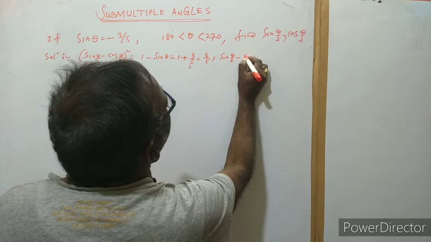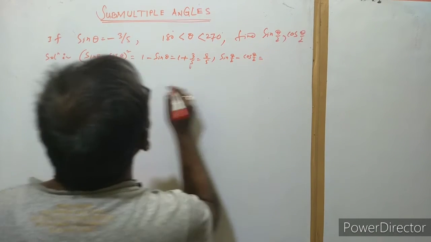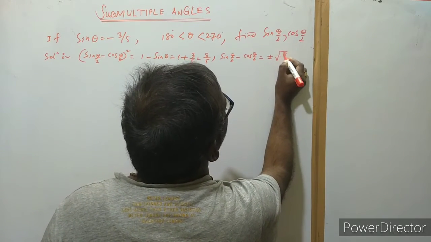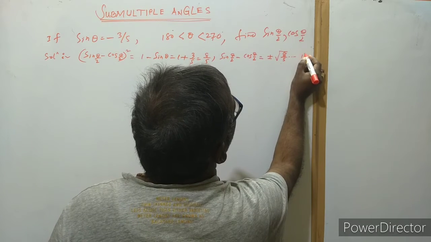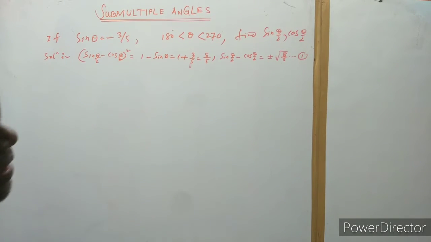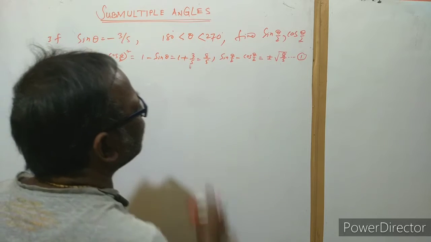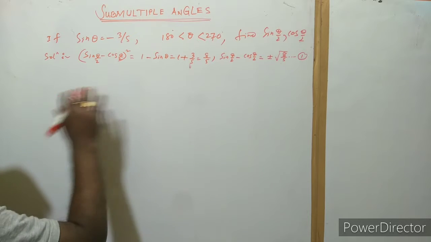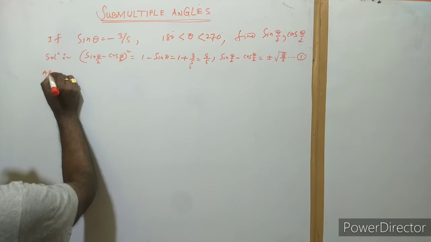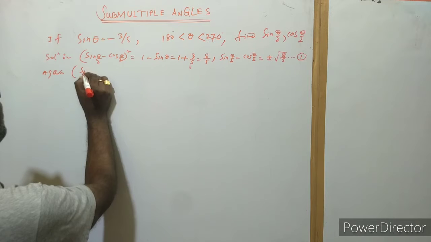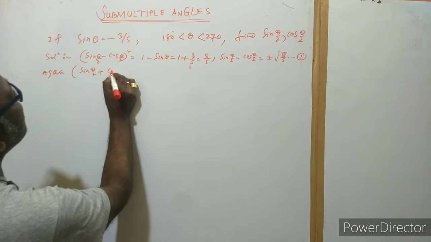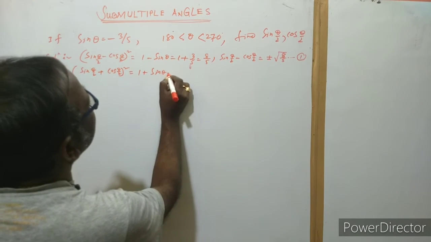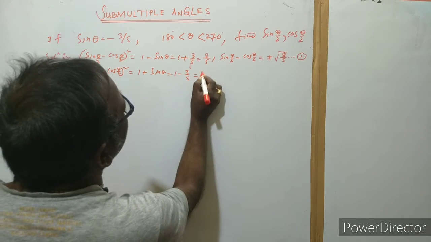Now sine theta by 2 minus cos theta by 2 is equal to plus minus, as this is a square. But which sign is the correct one needs to be confirmed. Both plus and minus are not satisfied here, so which value would be the correct sign, we will introduce later. So see again, sine theta by 2 plus cos theta by 2, we can write like 1 plus sine theta, this is 1 minus 3 by 5, so this is 2 by 5.